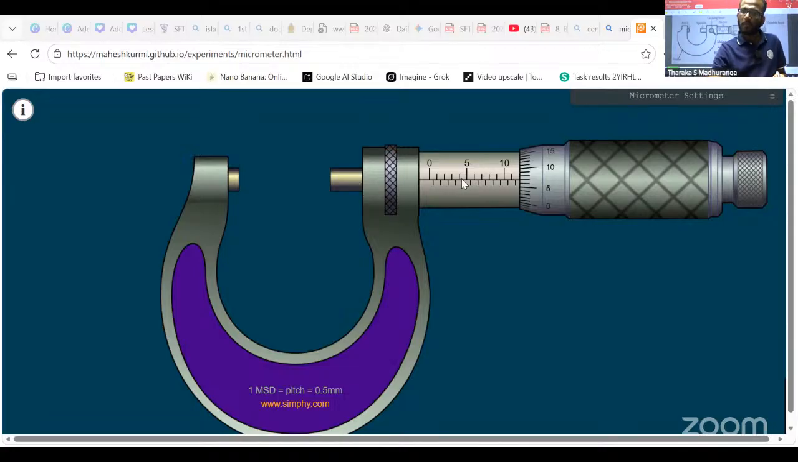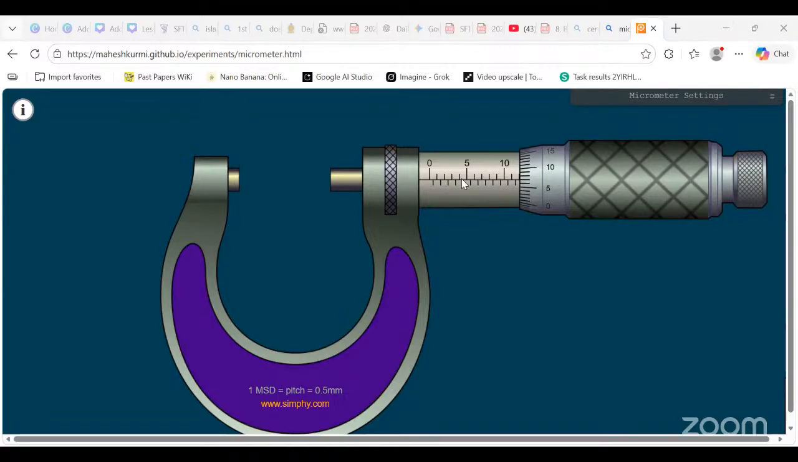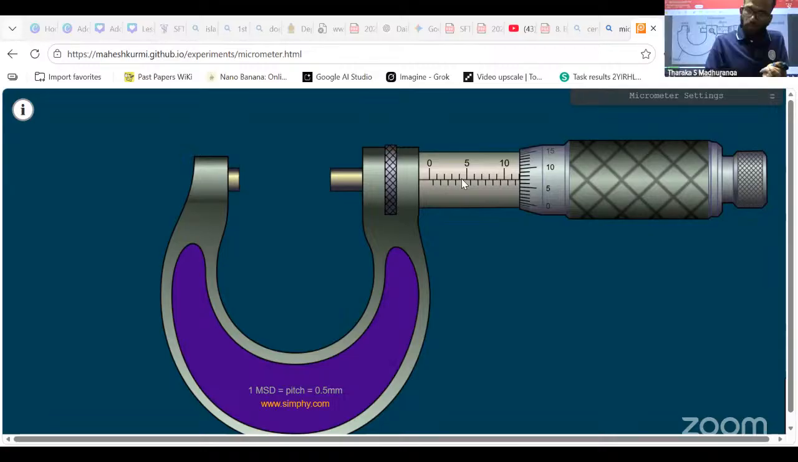What is the name of the part where the linear scale is located? Sleeve. Yes, sleeve or linear scale. Sleeve actually means this metal rod. The linear scale is calibrated on this metal rod, actually a cylindrical rod. This is the sleeve, the iron sleeve. And this is the linear scale. Done. And what is the name of this rotating one?